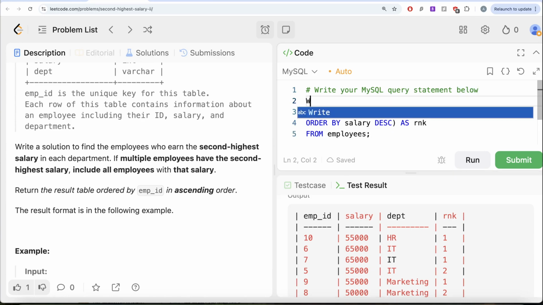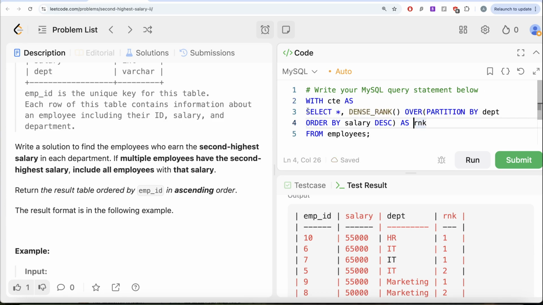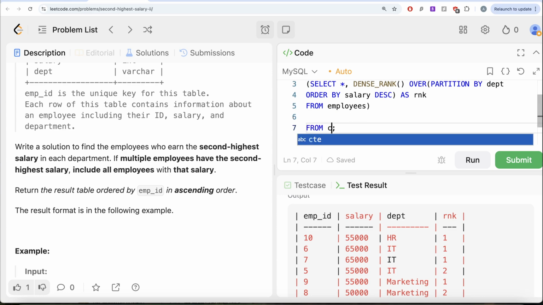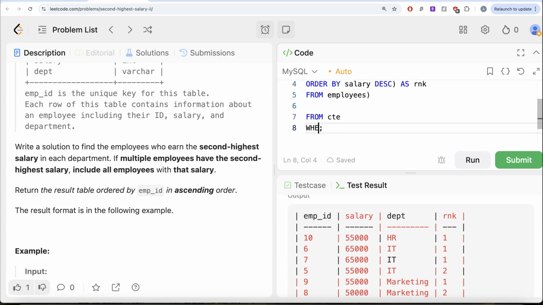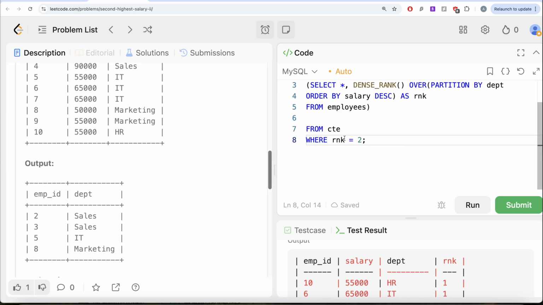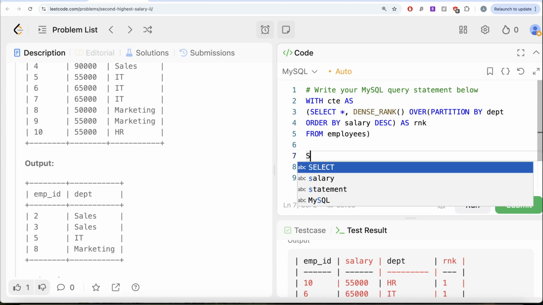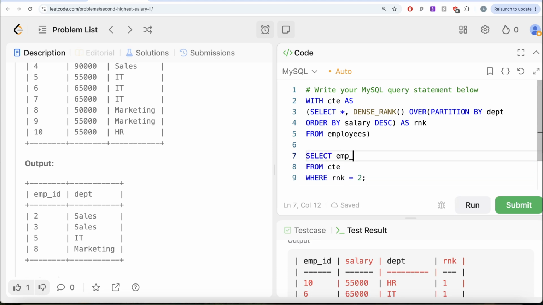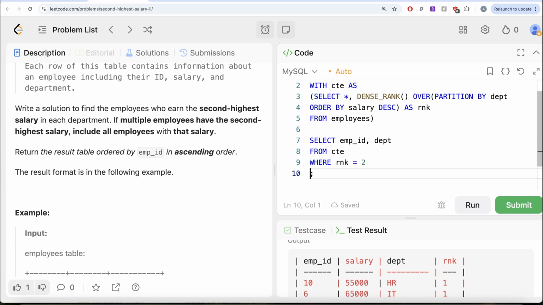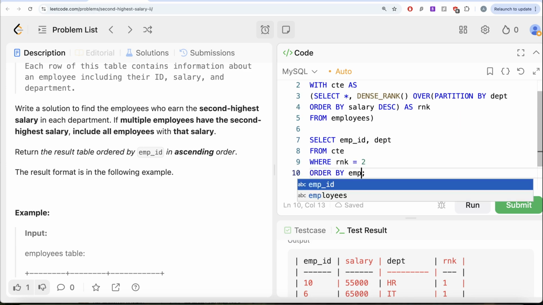So we can save this entire thing in a common table expression. So WITH CTE AS, this entire thing goes into parentheses. And then from this common table expression, we are only going to keep those rows where rank is equal to 2. And then what do we need in our output? We need only two columns, that is employee ID and department. So return us employee ID and department, and this should also be ordered by employee ID in ascending order. So order by employee ID.